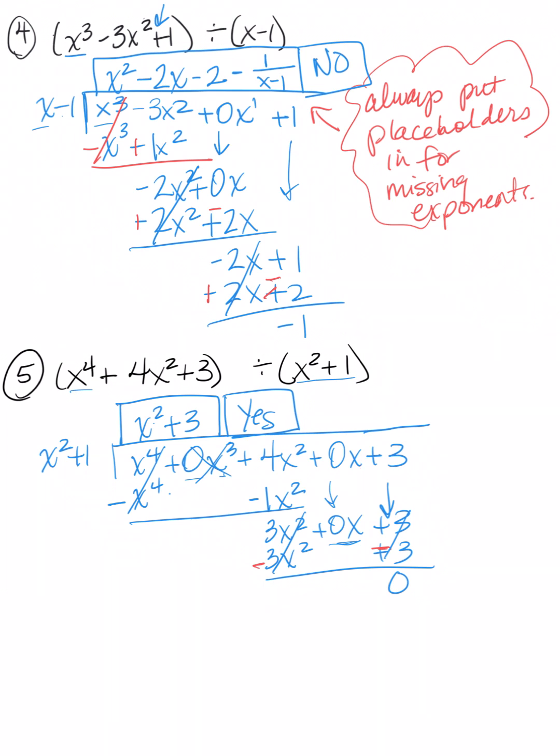Now, a sidebar, if it is a factor, you can always check your work. If you go back and do FOIL, this times this, you should end up back with the original dividend that we had. All right, so you can always check your work if you'd like. But this is how you do long division with polynomials.